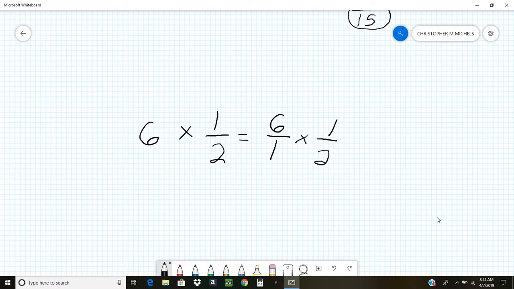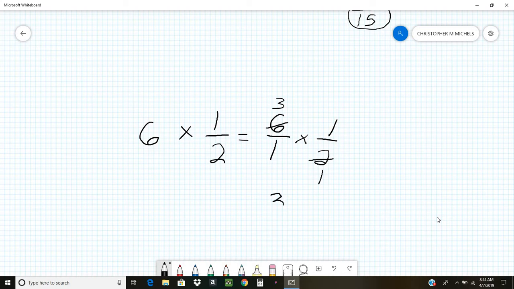So now we look for reduction again, and you should notice that 2 and 6 can reduce. Now, I want to note that you don't have to do this reduction step. It just makes your life so much easier if you do, because like I tell everyone, it's always easier to reduce smaller numbers than bigger numbers. So 2 can go into both of these. 2 goes into 6, 3 times. 2 goes into 2 one time.